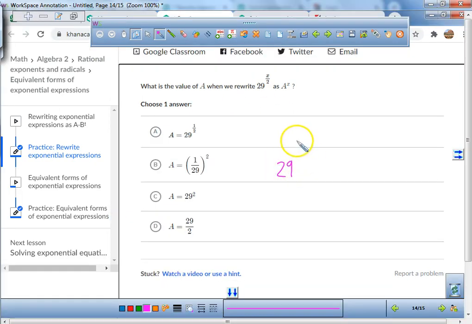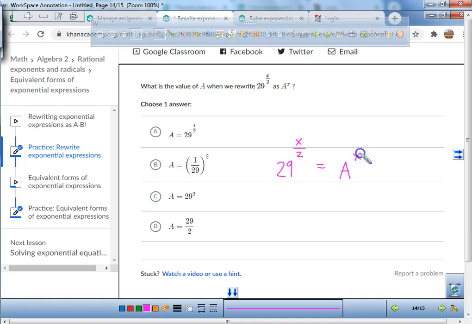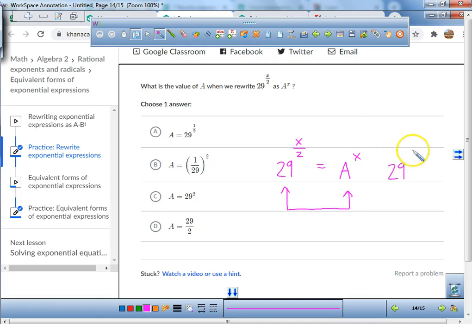We got 29^(x/2), and we're trying to get it to equal a^x. So right now, we got an x, but that's being divided by a 2. So what would a have to be? We know a would have to be 29, okay? But right now, here's the problem. That's x over 2. So what cancels out in x over 2? Something that's being squared. We got it. That's what gets canceled out. But we got to make this a what? A half. 29 to the power of 1/2.